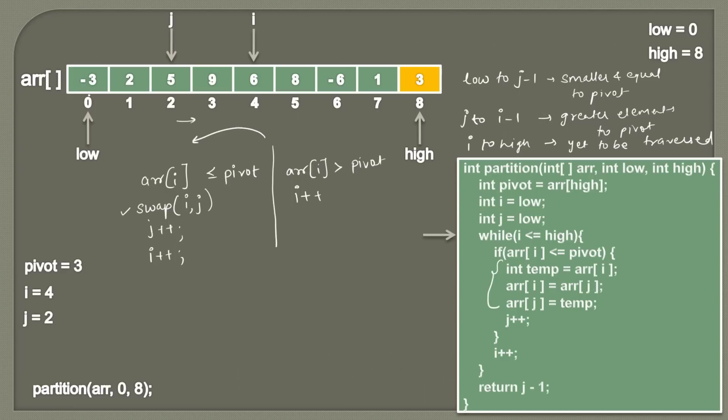So from low to j-1 we have the smaller elements range. From j to i-1 we have the larger elements range, or greater elements range. i is still less than or equal to high. So this condition is true. 6 is greater than pivot. So this condition comes out to be false. It means 6 is at its proper range. We don't have to touch this. We will do i++. So i simply moves ahead. i becomes 5.